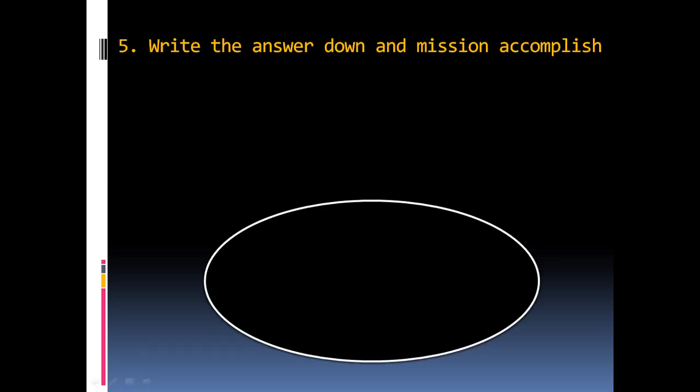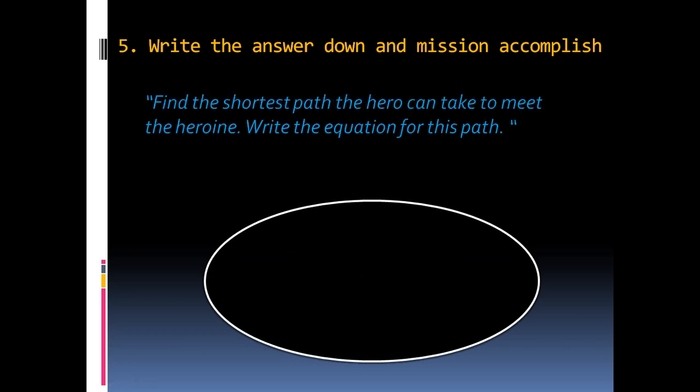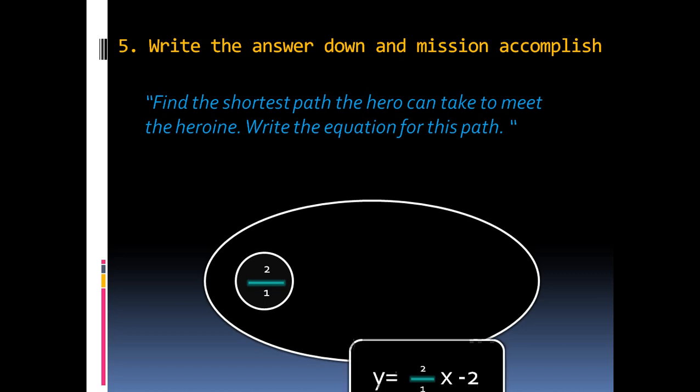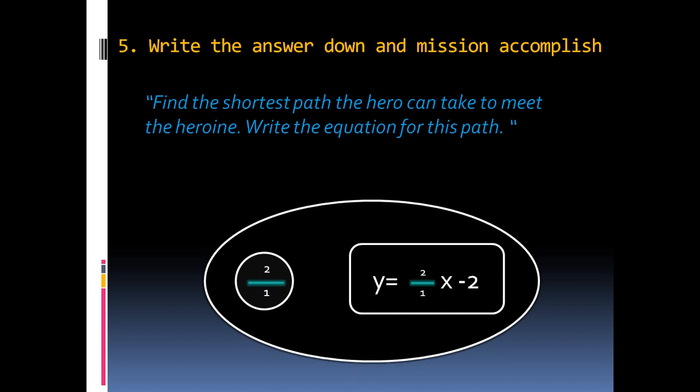So I guess we're done right now. So we just need to put the answers down. First, the answer for finding the shortest path the hero can take to meet the hero. And now the equation, in one big circle, because teachers love big circles.